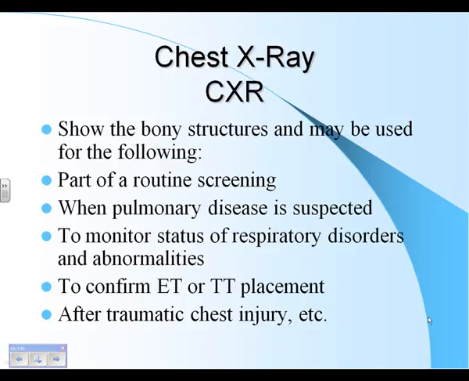If a patient has had TB, then they're not going to have a TB skin test anymore. They're always going to have a chest x-ray because they're always going to be positive for the TB skin test. So you go ahead and do the chest x-ray and you can tell on the chest x-ray if the TB is still encapsulated or not. Chest x-rays are done to confirm ET tube placement, that's endotracheal tube placement, or tracheal tube placement, which is the TT, or NG tube placement, such as with tube feedings.